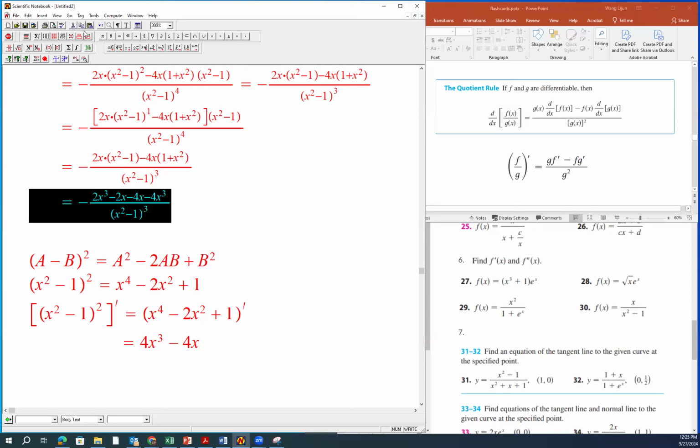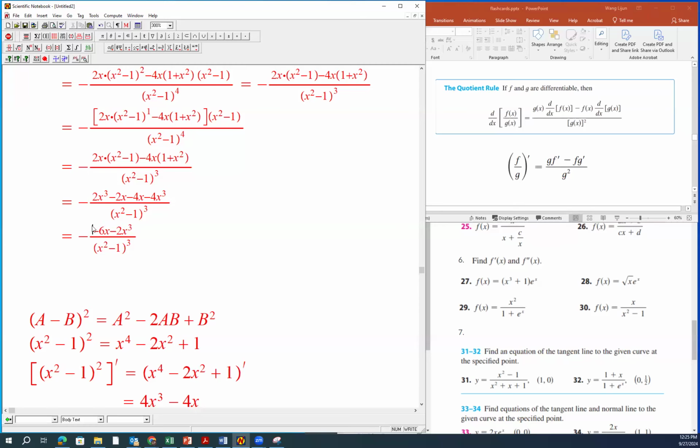Combining like terms, do we have any? Yes, we do. So these two will make minus 6x. 2x to the power 3, 4x raised to the power 3, and that's minus 2x raised to the power 3. So this piece is gone.